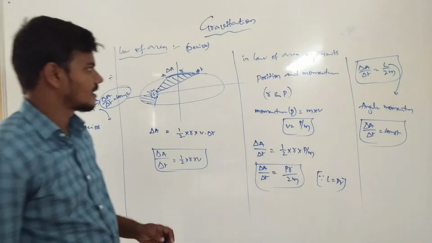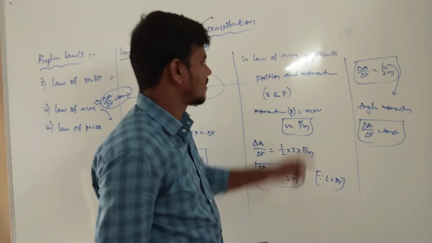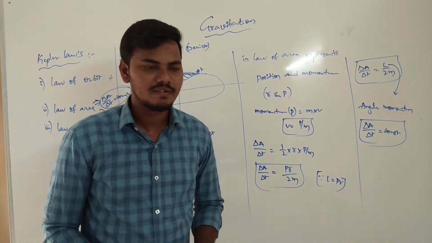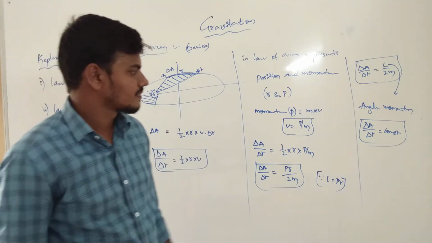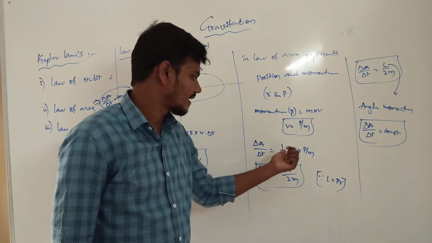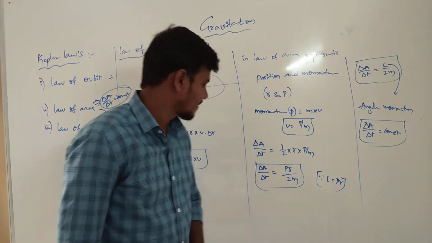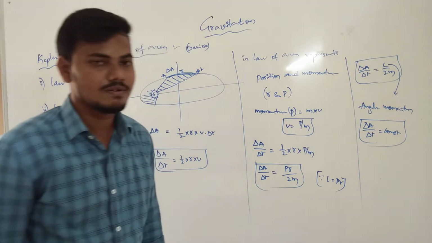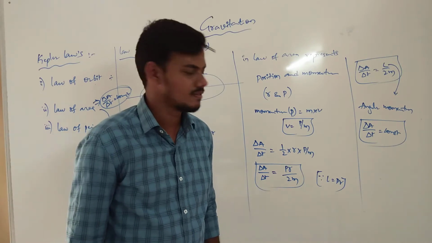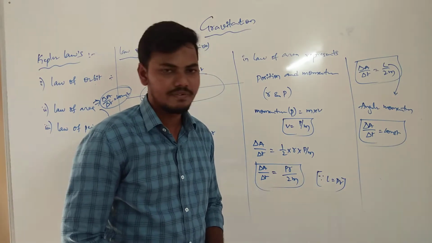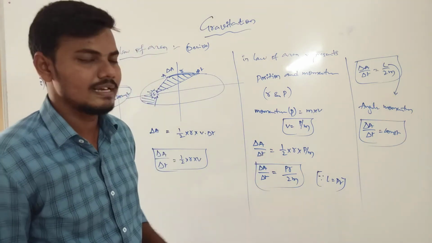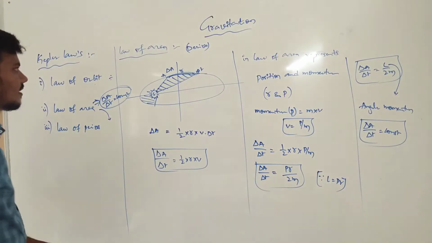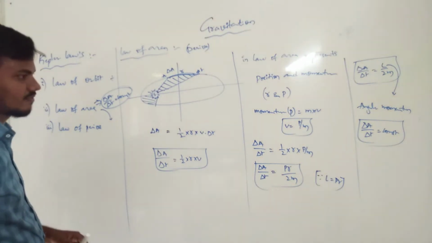In the law of area, we represent position and momentum: r is the position, p is the momentum. Momentum p equals m into v, so v equals p by m. Applying this, delta A by delta t equals 1 by 2 r into p by m, which is p r by 2m. So the last form is delta A by delta t equals angular momentum L by 2m. The right side is always constant. This is the derived equation of the law of area.